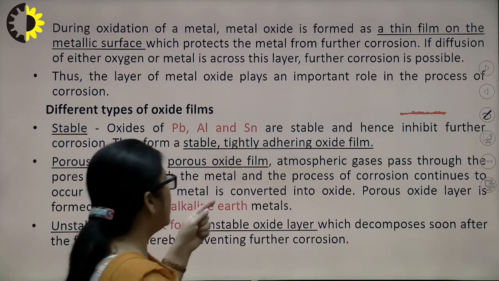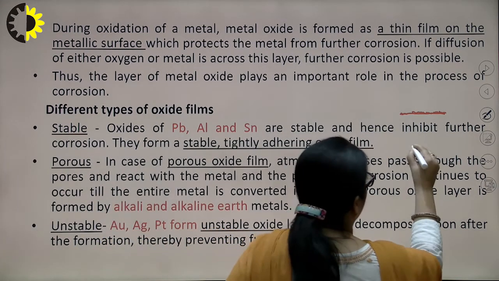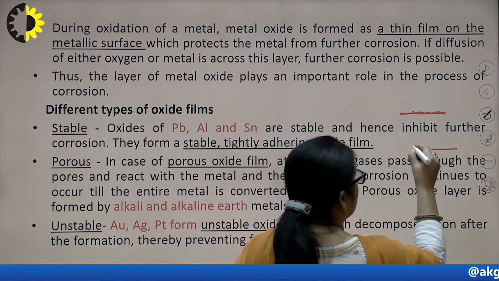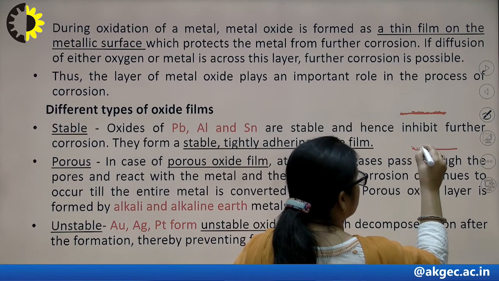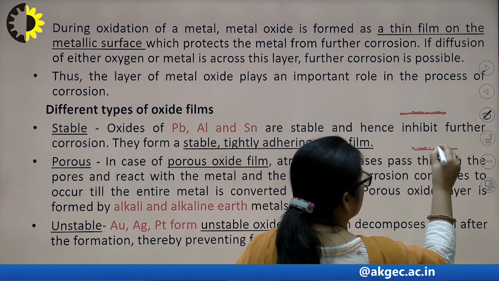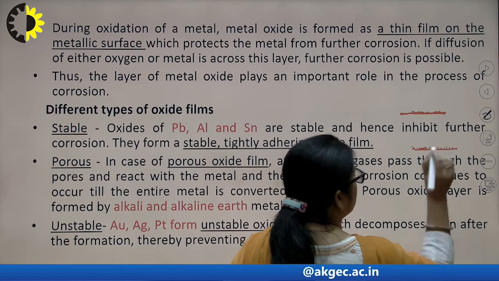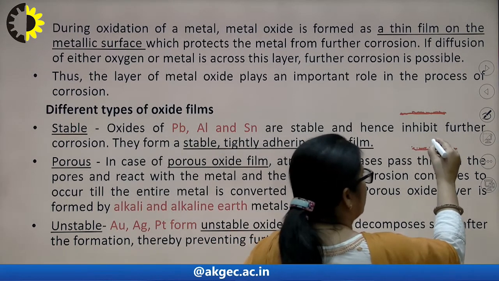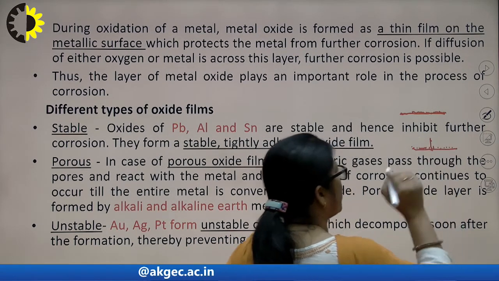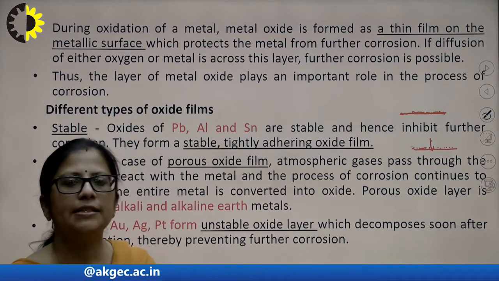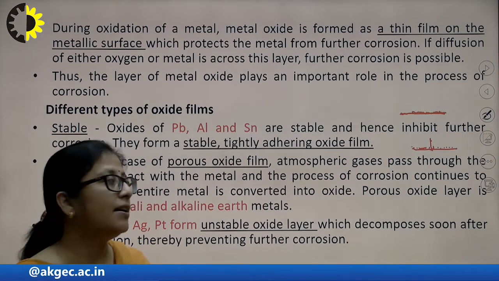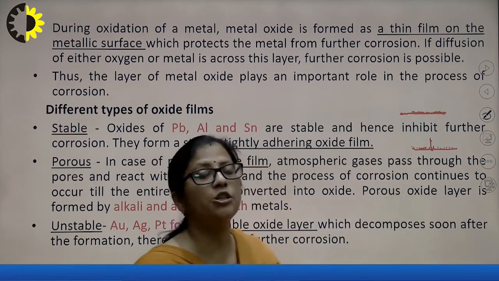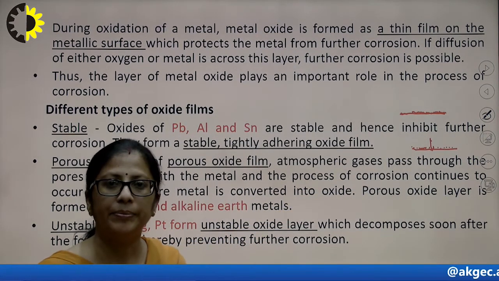Now in this case of the porous film, suppose this is the surface of the metal and a porous film is formed. There are gaps in the film, so the atmospheric oxygen can pass through these pores and can corrode the inner layers of the metal.